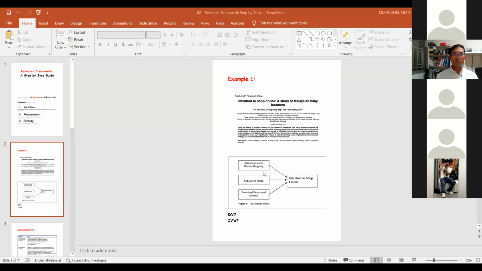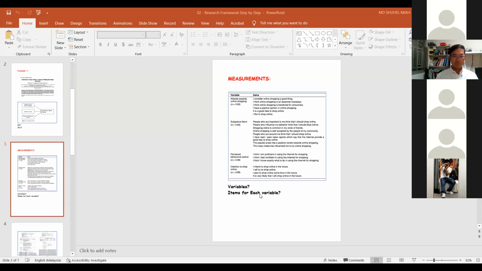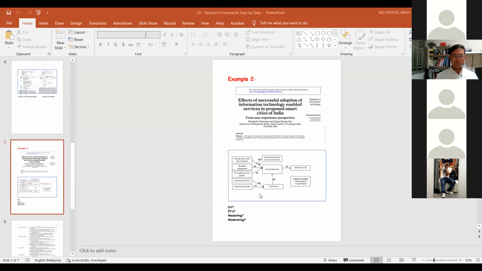So we talk about the dependent and independent. Here, intention to shop online is your dependent. What are the independent? Your attitude towards online shopping, subjective norm, perceived behavioral control, etc. Now, what is your mediating and moderating? You look into this. I don't know, is it very small? Or let me increase the size.